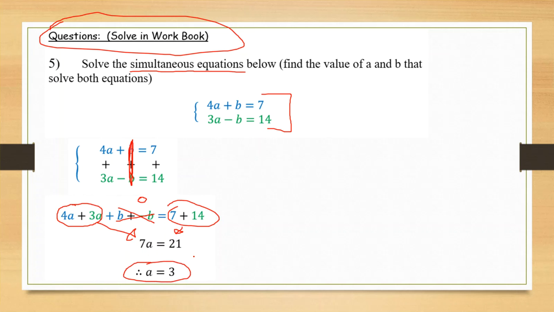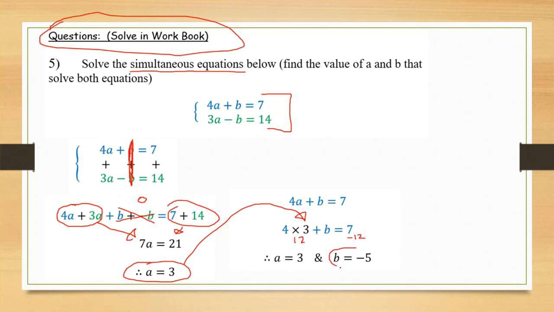Once we find a, we need to find b. And I've put a into the blue equation. So 4 3s are 12. 7 take away 12 gives us minus 5. So take away 12 from both sides. So that means that a equals 3, b equals minus 5.